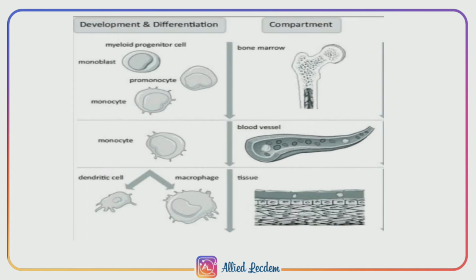This shows the development and differentiation and their respective compartment or organs in which they are taking place. The myeloid progenitor cell is developed into monoblast, then promonocyte and monocyte, and this development takes place in bone marrow. Then the monocyte enters the blood vessel. Then it is divided into dendritic cell and macrophage in tissues.